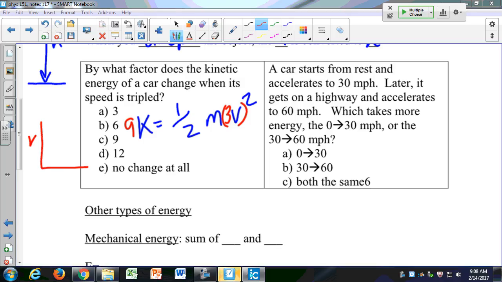So actually, if I were to plot kinetic energy and speed, it looks like this. As the speed increases, I need a greater increase. I need a larger amount of kinetic energy as my speed increases. Let's try this next one.